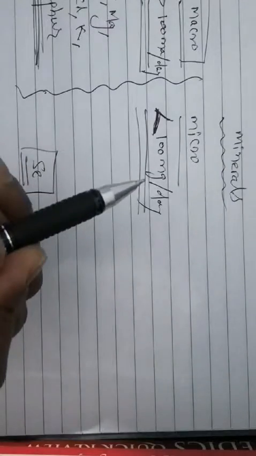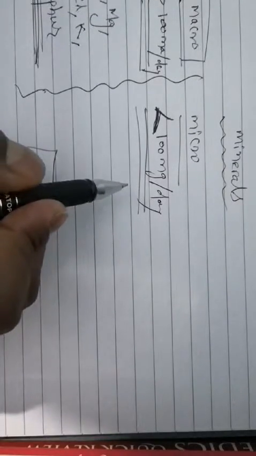Please don't confuse between sulfur and selenium. Selenium is a micronutrient while sulfur is a macronutrient. Then there are micronutrients, minerals whose daily requirement is less than 100 milligram per day.